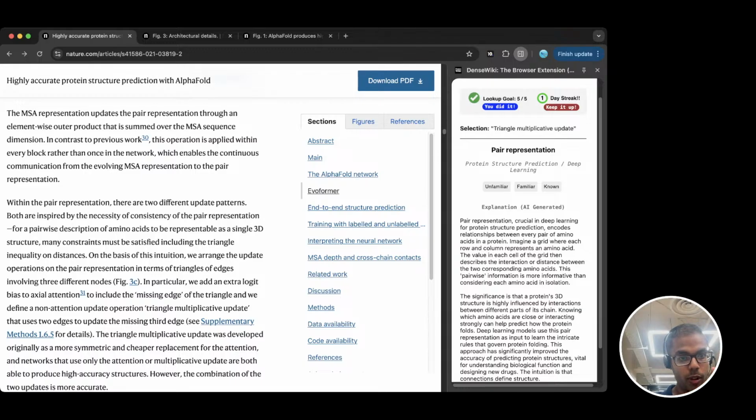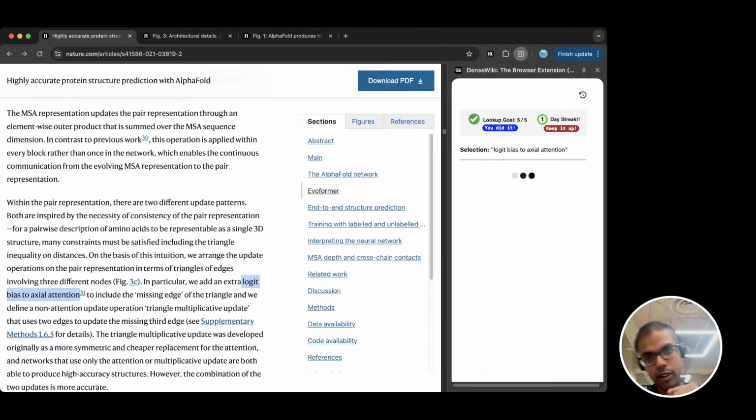For a pairwise description of amino acids to be representable as a reasonable 3D structure, many constraints must be satisfied. Okay, on the basis of intuition, we arrange the update operations in terms of triangles of edges, extra logit bias to axial attention. Let's see what this means.